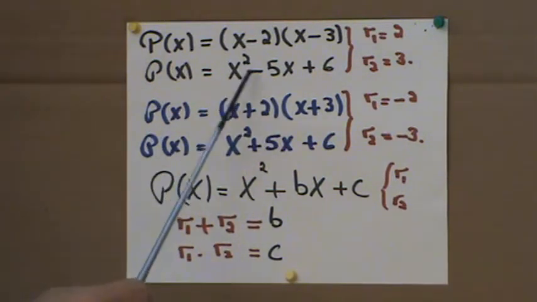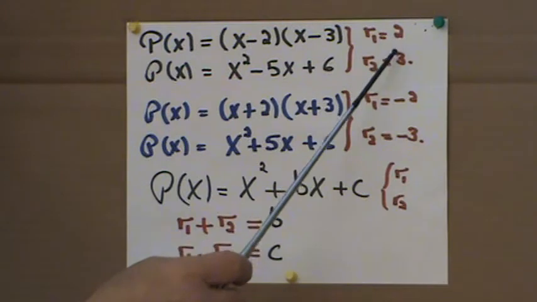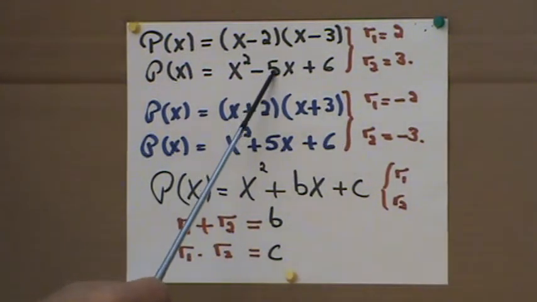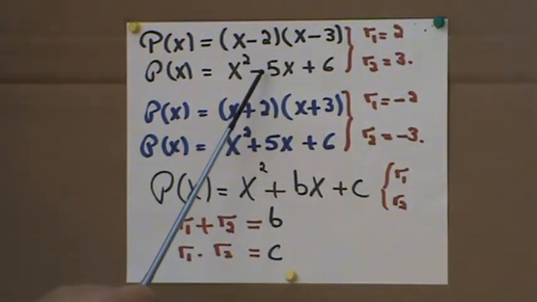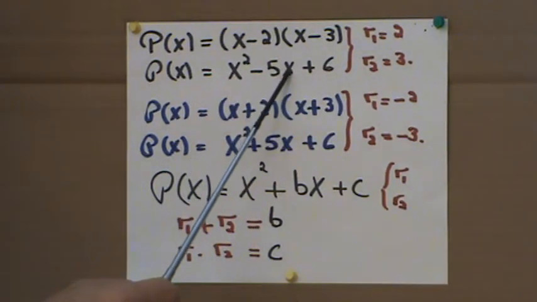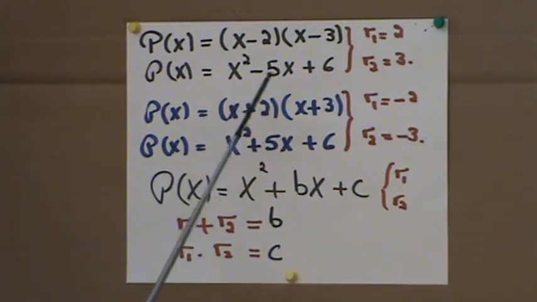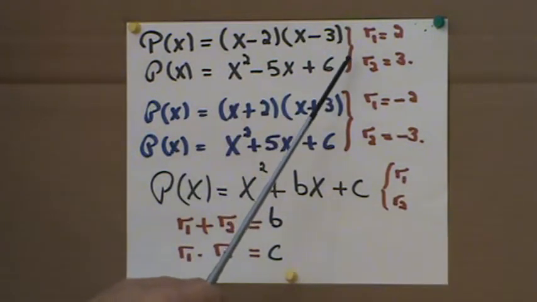I notice that, look at this one. The roots are what? 2 and 3, is that right? If I add the two roots, I end up with 5, but this is minus 5. So is there any relation between the roots and the coefficient of x when I am adding that?